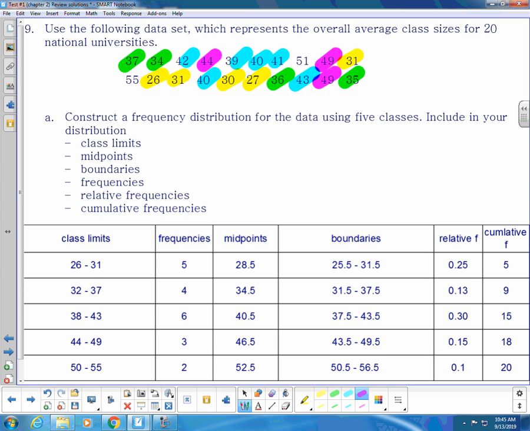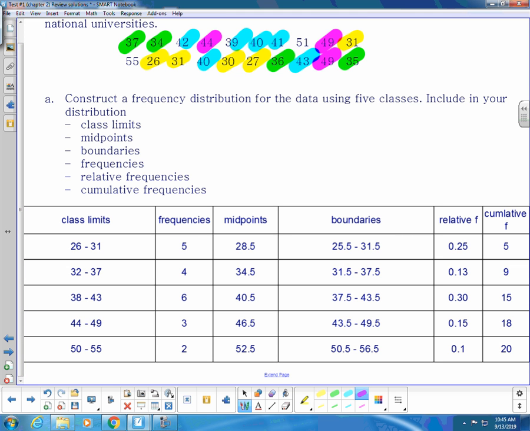Okay. So the midpoints, you're adding the low and the high of each class and dividing by 2. So I think you're good there. The boundaries, remember, you're going a half below and a half above. So it's 25.5 to 31.5. And the next one's going to start at 31.5 and go to 37.5. And then 37.5 up to, and you just keep adding a half to that max value in the class.